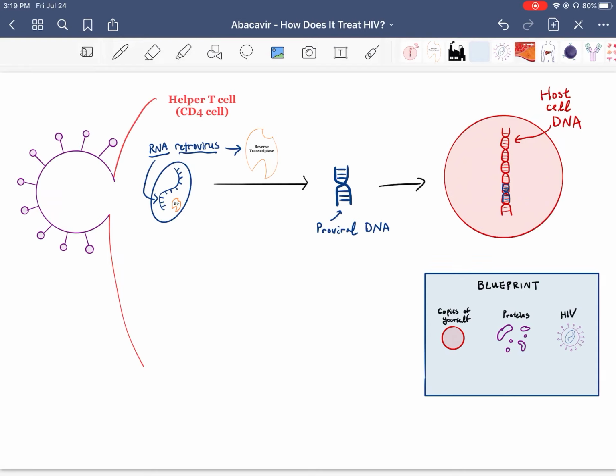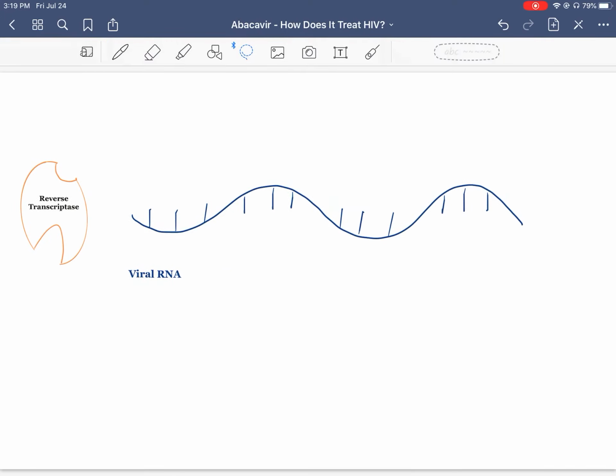The enzyme required to convert the HIV RNA to the proviral DNA is called reverse transcriptase. Reverse transcriptase is included in the viral RNA package that was delivered into the cell. Let's look at how reverse transcriptase works to create the proviral DNA. Reverse transcriptase goes along the single-stranded RNA and adds the complementary half to form the double-stranded proviral DNA.